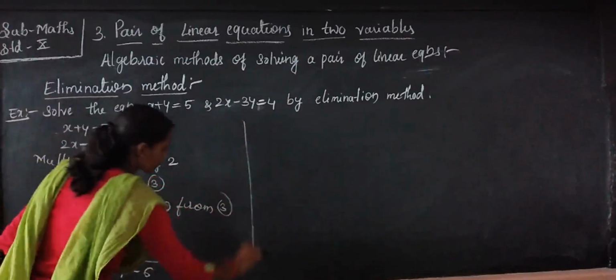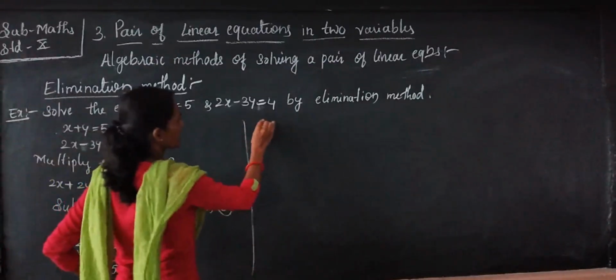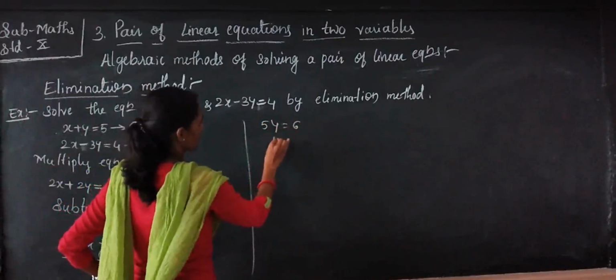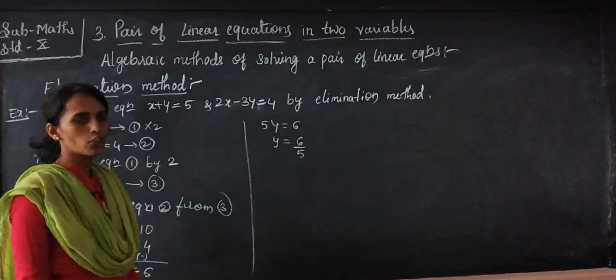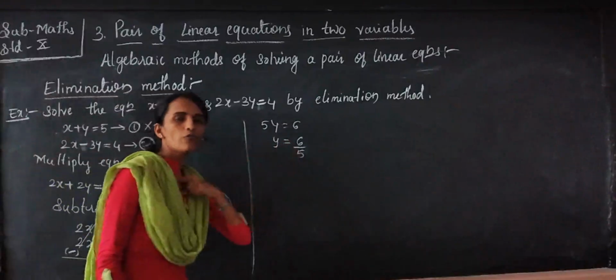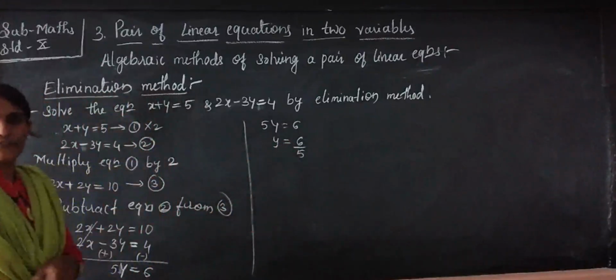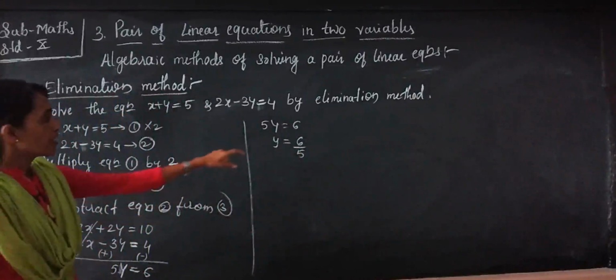Therefore 5y is equal to 6. Therefore y is equal to 6 by 5, since when we take 5 to that side it becomes the denominator. So we got the value of y. We want the value of x now, so let us find the value of x.